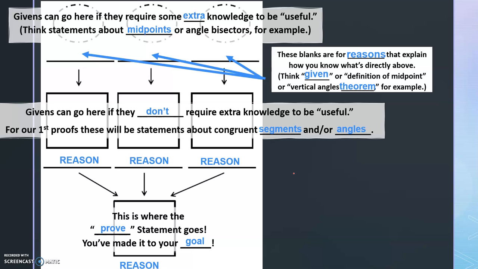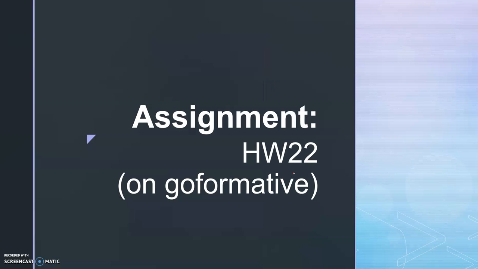Now let's jump into the homework for tonight. Our homework is homework 22 on GoFormative, and we're just going to try to fill in these blanks. Remember, no definition of midpoint, no definition of bisects, just given, and either vertical or reflexive.